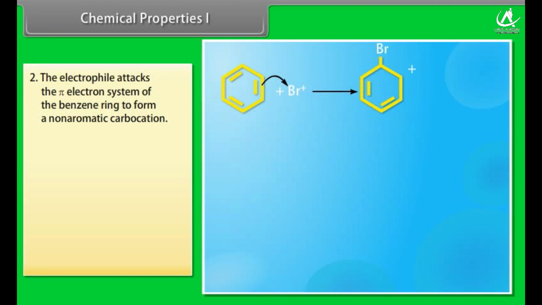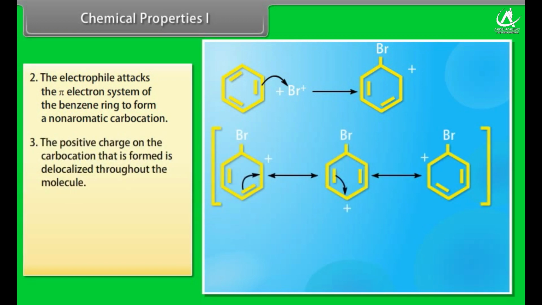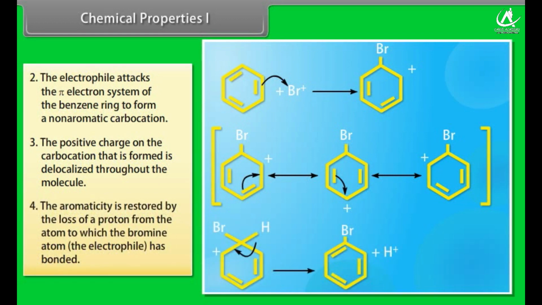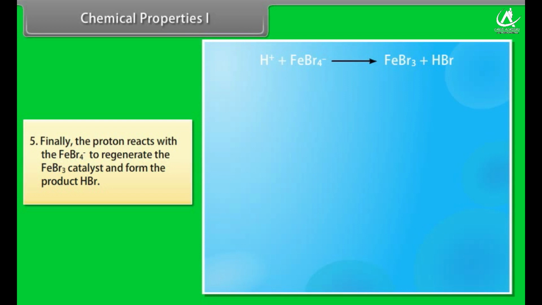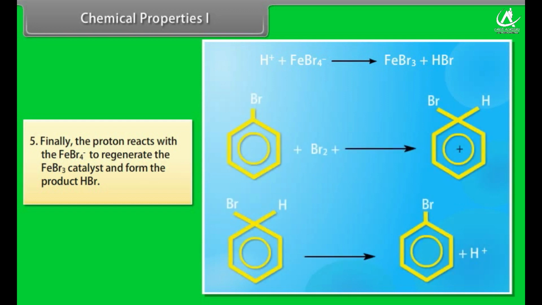The electrophile attacks the pi electron system of the benzene ring to form a non-aromatic carbocation. The positive charge on the carbocation that is formed is delocalized throughout the molecule. The aromaticity is restored by the loss of a proton from the atom to which the bromine atom, the electrophile, has bonded. Finally, the proton reacts with the FeBr4- to regenerate the FeBr3 catalyst and form the product HBr. You can summarize this particular electrophilic aromatic substitution mechanism like this.